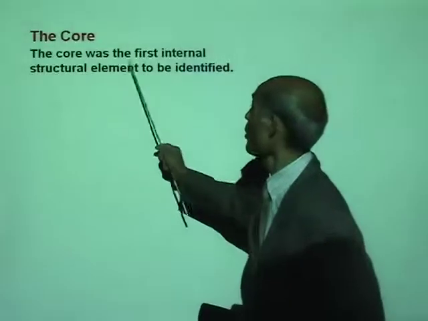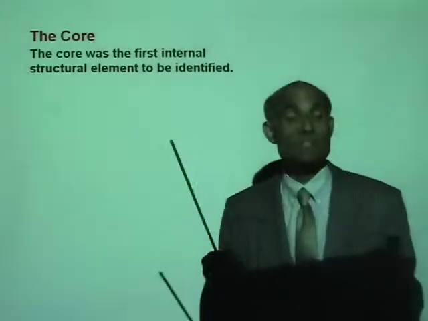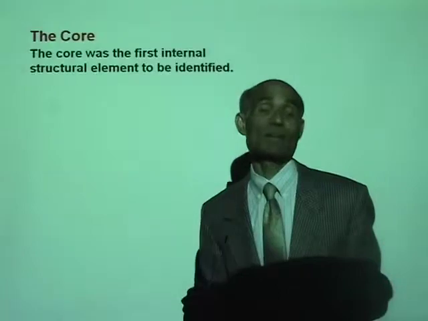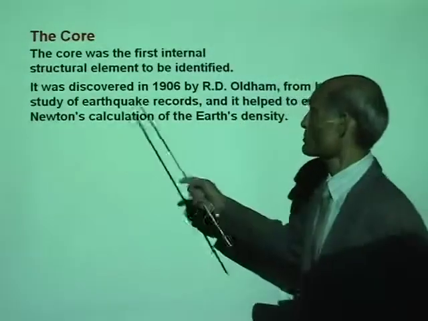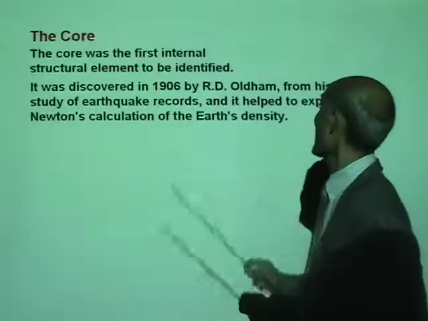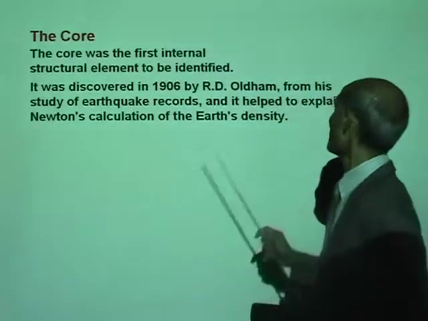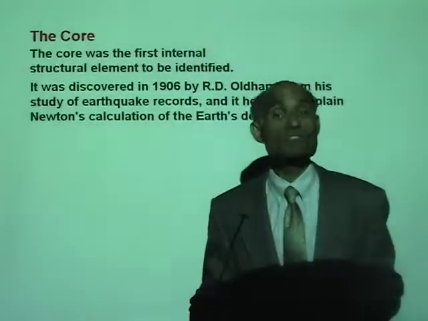Now, let's have a look at the core. What is the core? In fact, the core was the first internal structure element to be identified. That was the first structure to be studied. Well, why was the core the first structure to be identified? It was discovered in 1906 by R.D. Oldham from his study of earthquake records, and it helped to explain Newton's calculation of Earth's density.